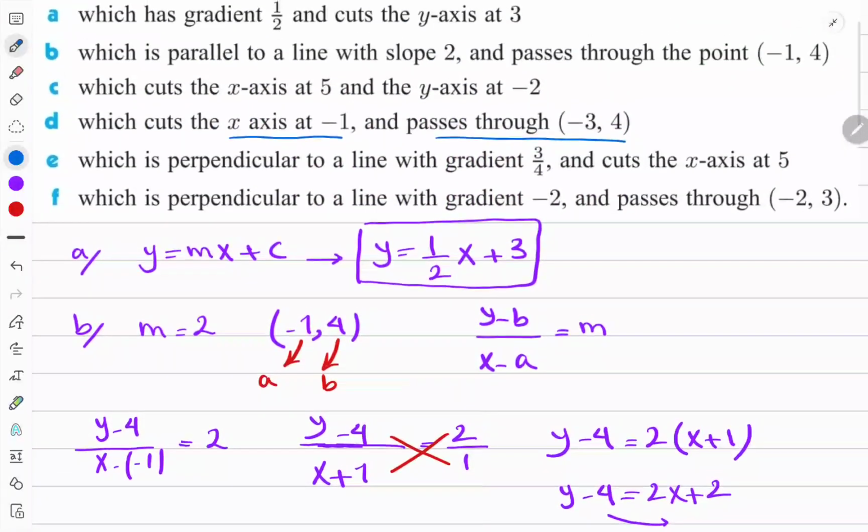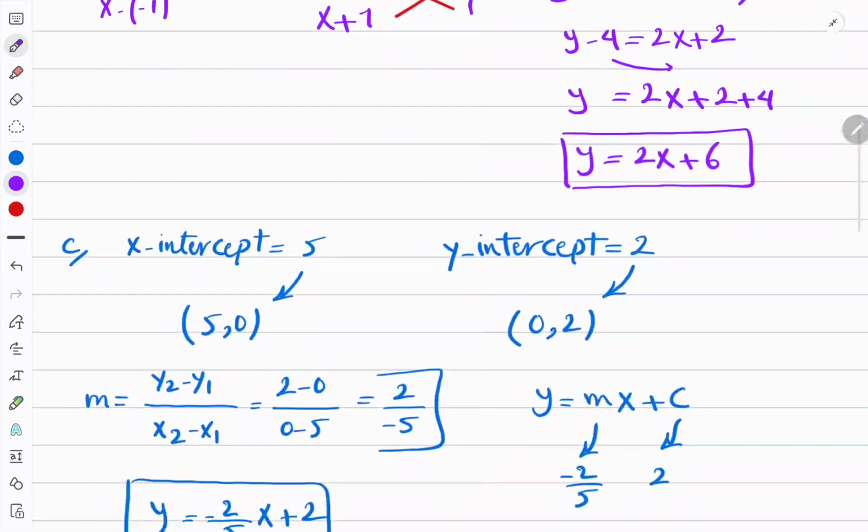And now we are going for part E. Okay. Writing an equation of a line which is perpendicular to a line with gradient 3/4 and cuts the x-axis at 5. So 5 is x-intercept. And you know that when we have two lines that are perpendicular, the gradient of one of them is negative reciprocal of the second one. So we just need to find the negative reciprocal of gradient 3/4.